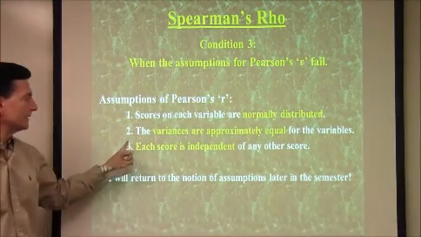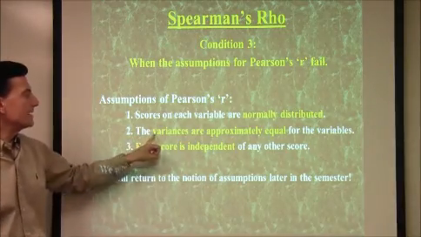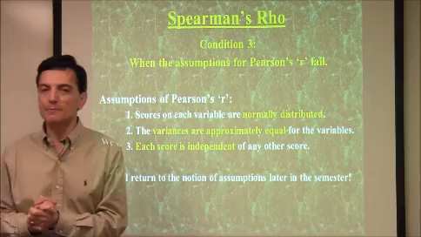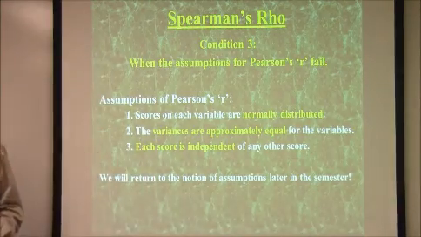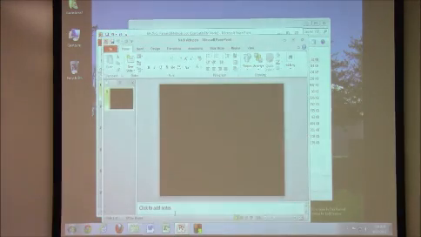Let's go to our second assumption. If we're going to use a Pearson's R, then the second assumption must be that the variances are approximately equal for the variables. And here, I think it would be best if I draw this. So I'm going to escape out of this and just put a picture or two on the board, because I think this might help us.